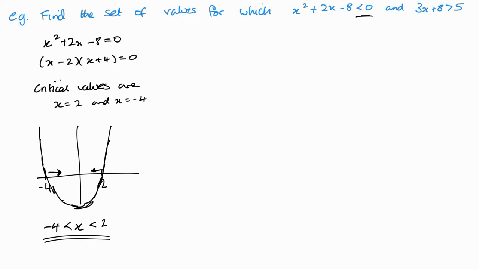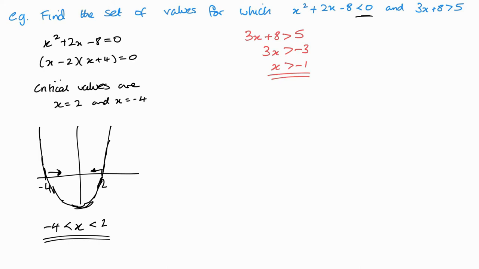So my other one, I'm going to do this one in red so you can see the two separately. So I want to take away 8 first of all. 3x then is greater than -3. Divided by 3, x is greater than -1. So these are my two sets of inequalities.